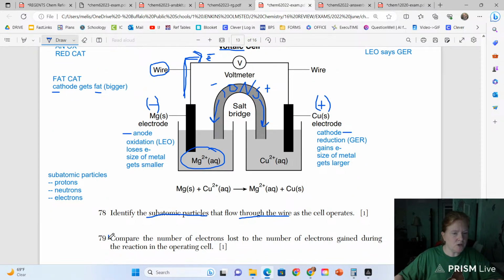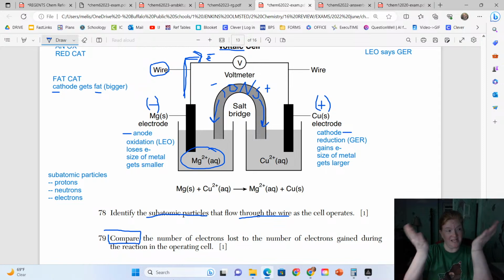Here it literally is the same question from the other exam. Compare: greater, less, or equal. 3 answers, right? Compare the number of electrons lost to the number of electrons gained during the reaction in the operating cell. So what is it? No, you can't. It's just going to be just fat cat. Protons don't get involved in this, sadly. So the number of electrons lost and the number of electrons gained, how are they? Are they equal? Is one greater? What do you think?